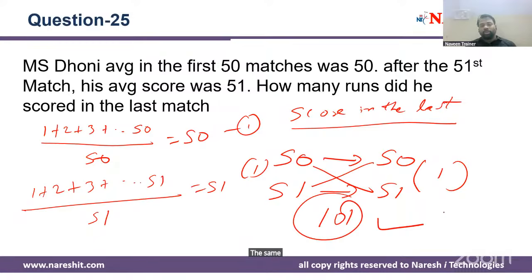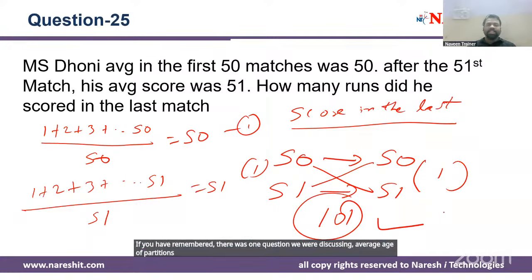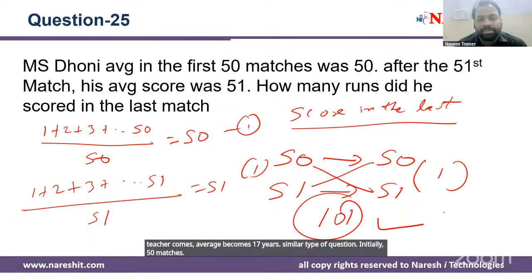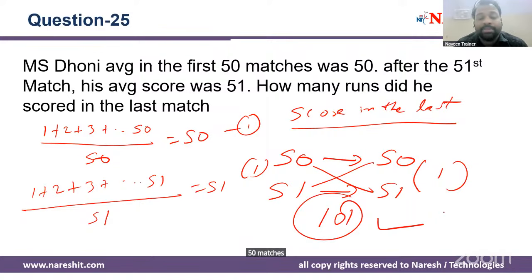The same logic which I told you in yesterday's class also. If you remember, there was one question we were discussing. Average age of 30 students in a class is 16 years. Teacher comes, average becomes 17 years. Similar type of question. Initially 50 matches, now 51 matches. 50 matches, average is 50. 51 matches, average is 51. So what is the score in the last match? So the shortcut: for 50 matches, average is 50, 51 matches, 51. Add the values in cross, and you'll get the answer.